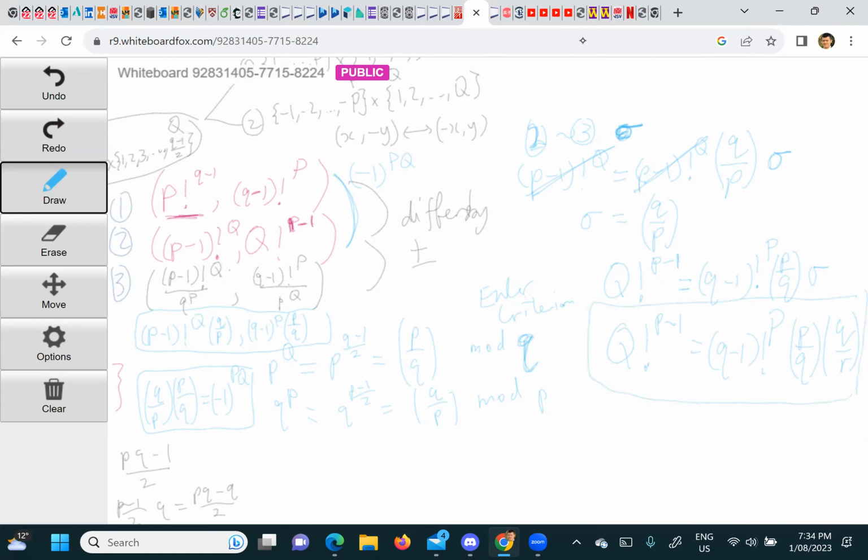If you know Wilson's theorem, then you don't worry about the q minus 1 factorial that much. The point is, you might just worry about the capital Q factorial. So how do you get the capital Q factorial? Well, that's where 1 comes in. This is unnecessary.